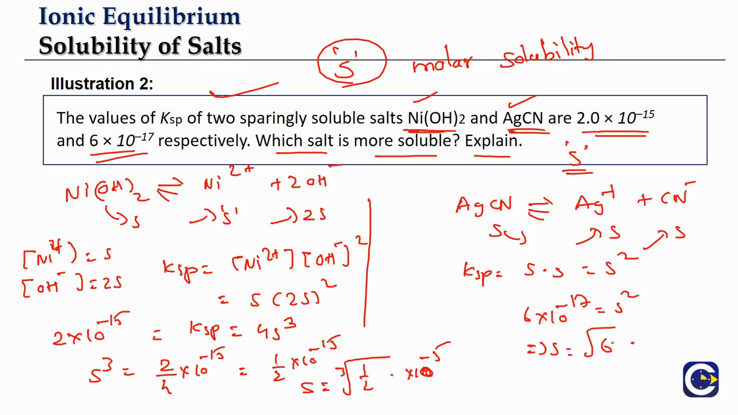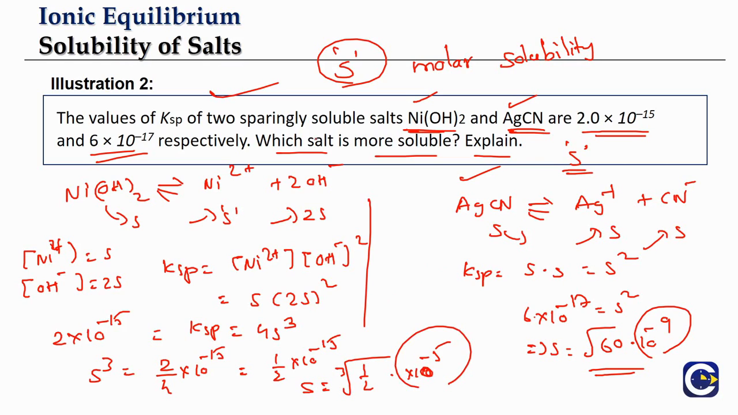Root of 6 into 10 power minus 17, which can be written as 60 into 10 power minus 18. So it will be root 60 into 10 to the power of minus 9, because the root of 10 power minus 18 is 10 power minus 9. If you compare both of them, we can clearly see that the molar solubility value of AgCN is very less, in the range of 10 power minus 9, whereas the molar solubility is in the range of 10 power minus 5 for the nickel hydroxide.